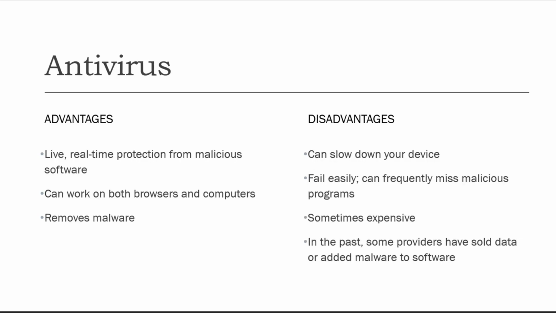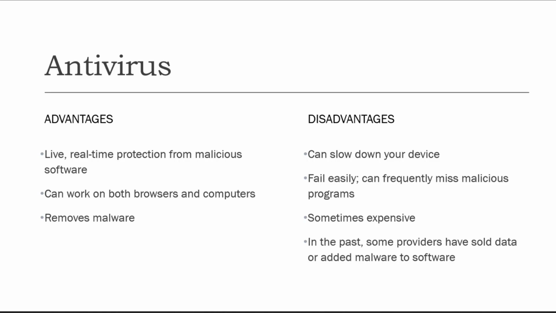Second method of network security is an antivirus. As far as advantages go, there's live real-time protection from malicious software, and your antivirus could work both on your computer and on your browser. And an antivirus also removes malware as well as monitoring for it.